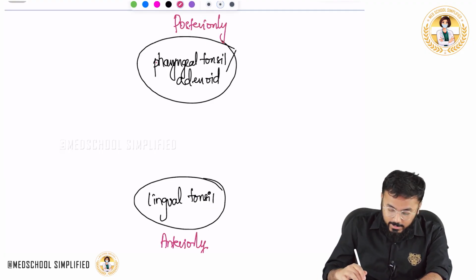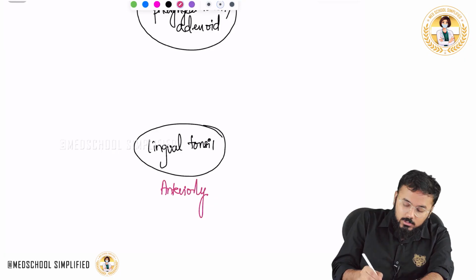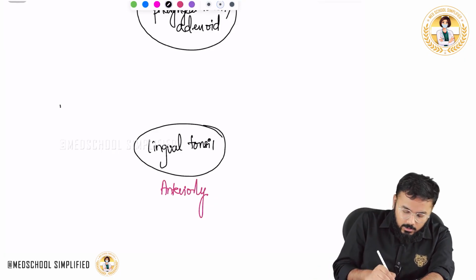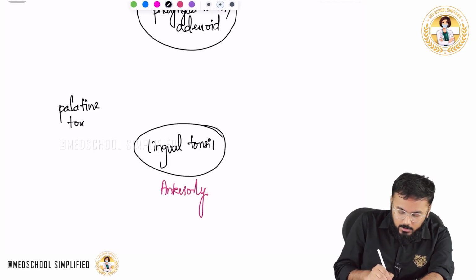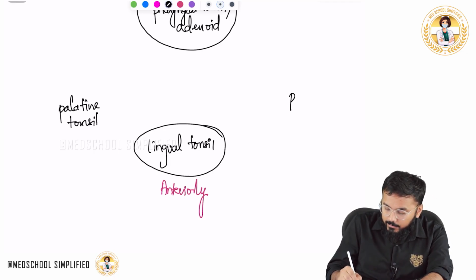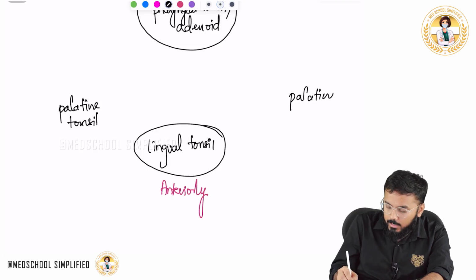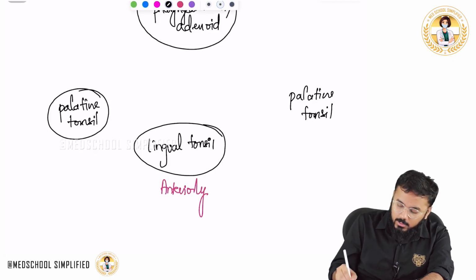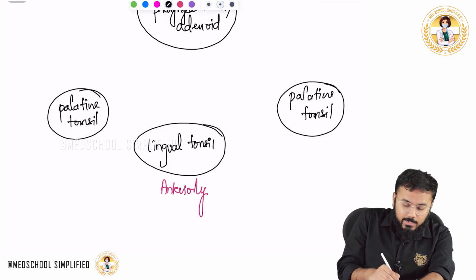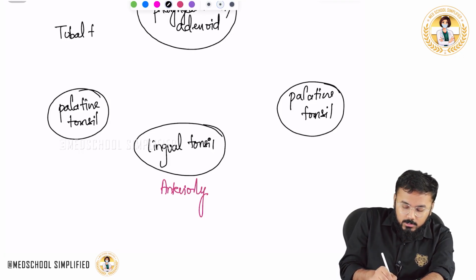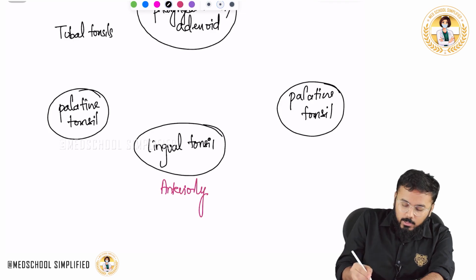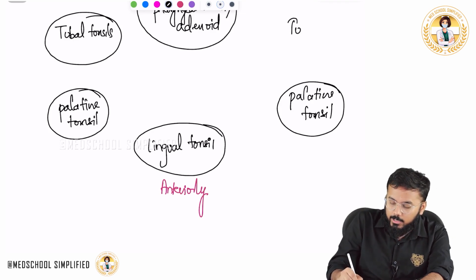Next, on the side of the lingual tonsils, we have got two more tonsils. These are called as palatine tonsils. One right palatine tonsil we have got, and another one is the left palatine tonsil. Next, just above these palatine tonsils, we even have got tubal tonsils. Tubal tonsil on the right, and a tubal tonsil on the left.